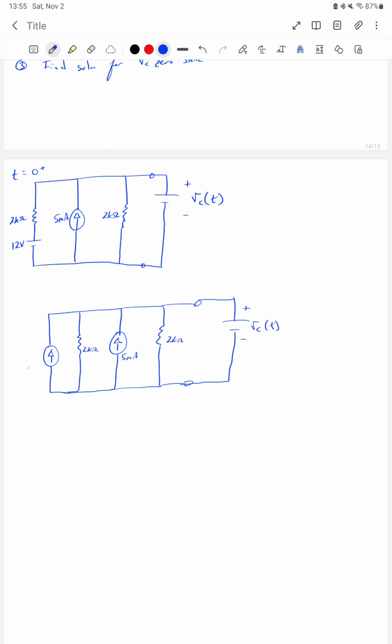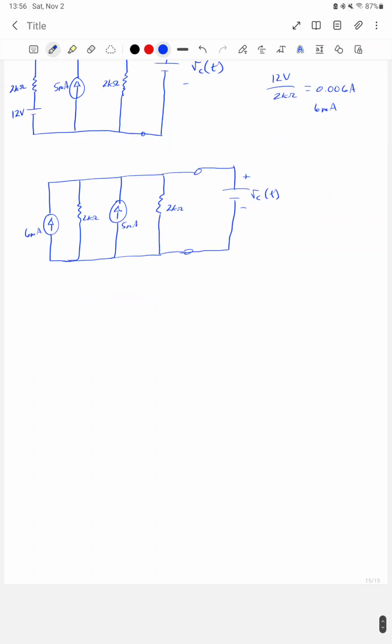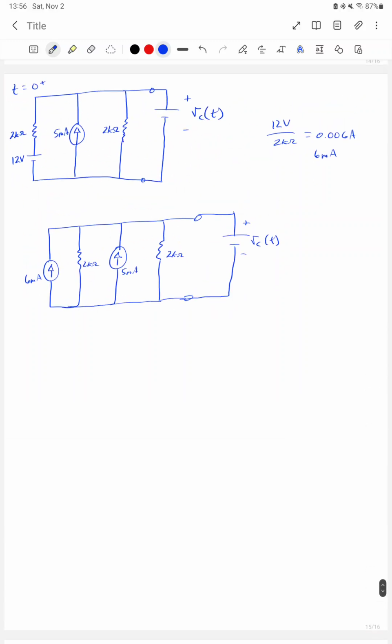Now we need to do the source transformation: 12 volts divided by 2 kilo ohms means it's 0.006 amps, which is 6 milliamps, right? So this current source is going to become 6 milliamps. Okay? And now we can combine this circuit. So our final T equals 0 plus circuit is going to end up being this right here.